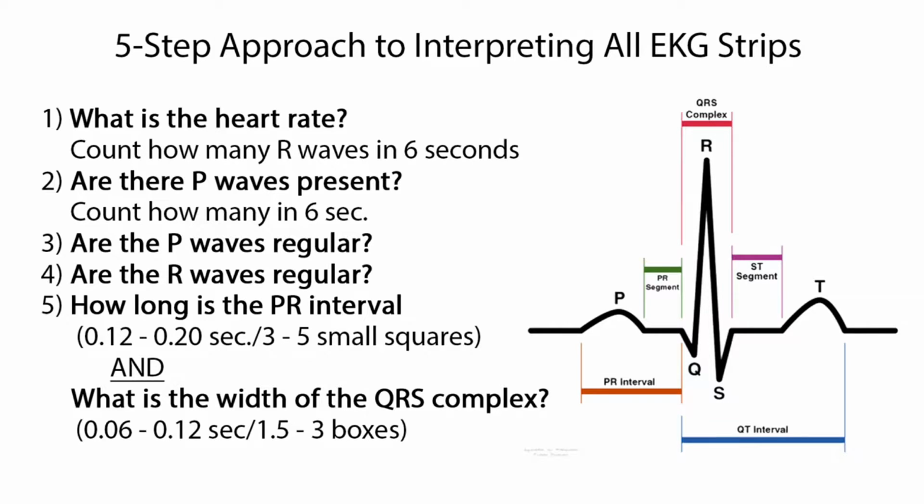And number 5, how long is the PR interval? It's normally 0.12 to 0.2 seconds, or 3 to 5 small squares. And what is the width of the QRS complex? It is normally 0.06 to 0.12 seconds, or 1.5 to 3 boxes. Let's evaluate a normal sinus rhythm using these 5 steps.